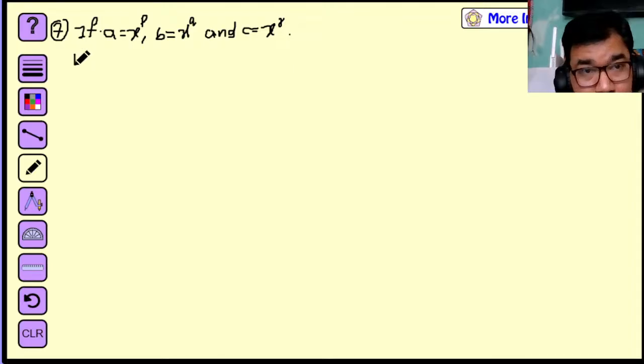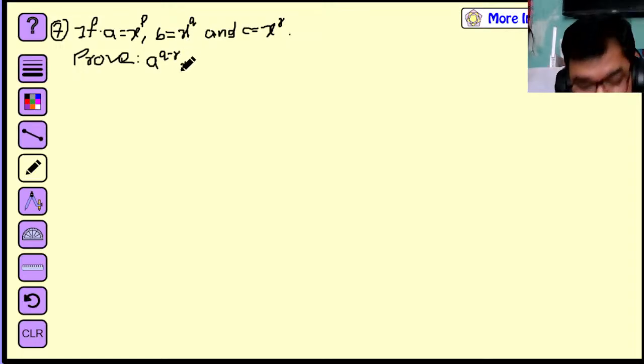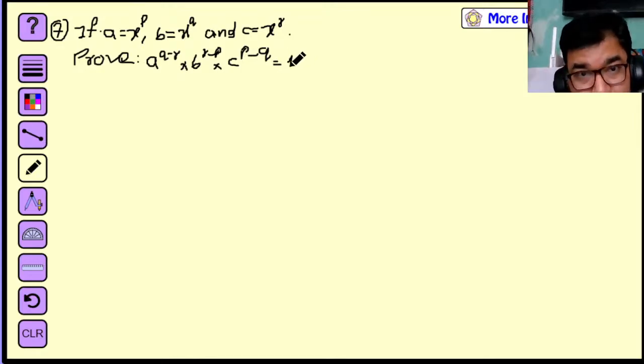Then the question is asking us to prove that a to the power q minus r, into b to the power r minus p, into c to the power p minus q, equals 1. Its value is 1, to prove.